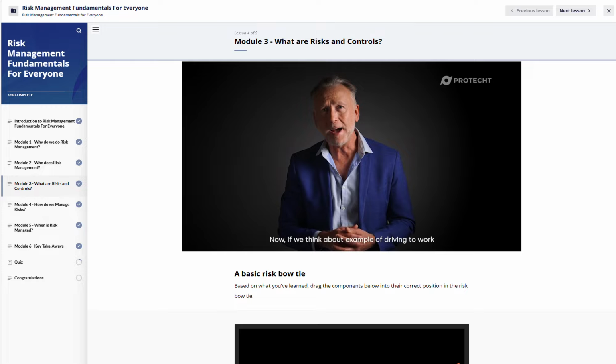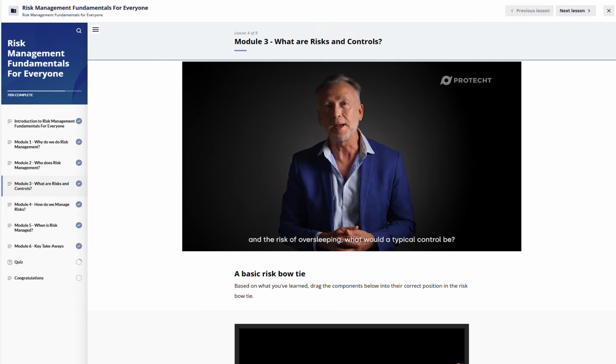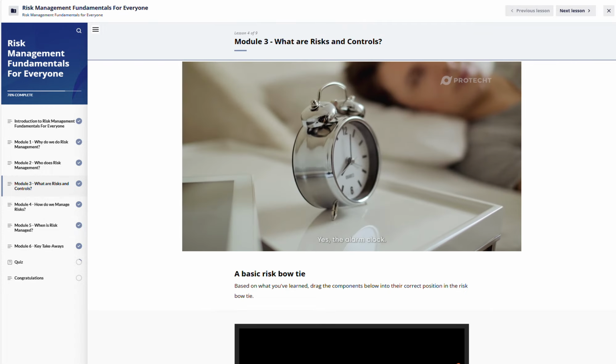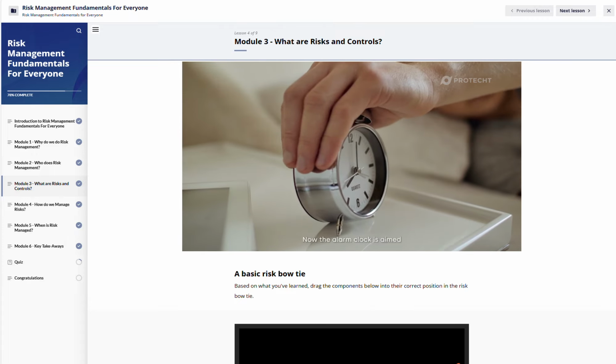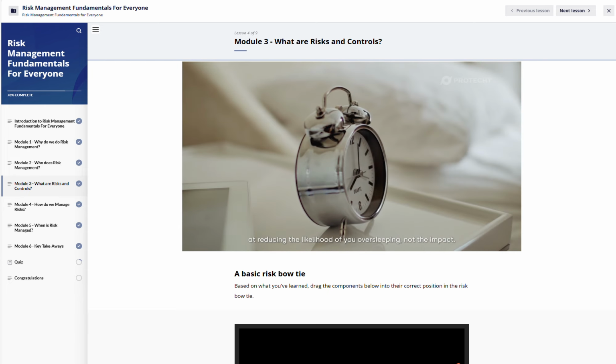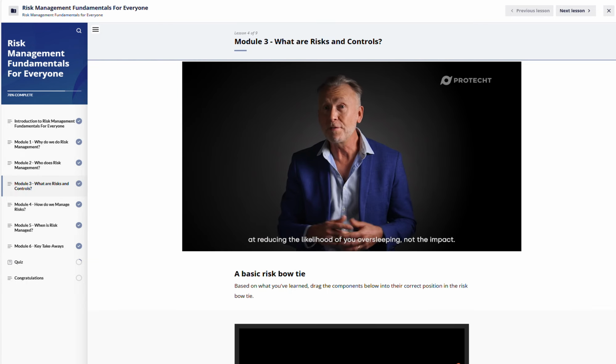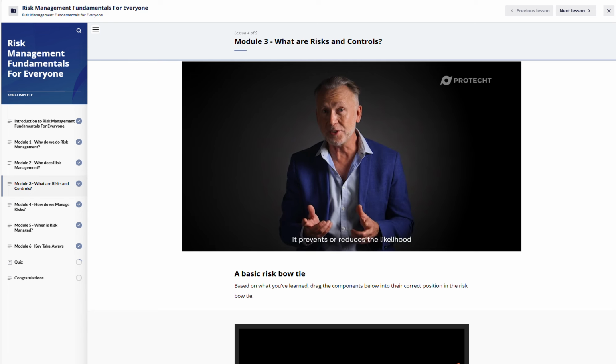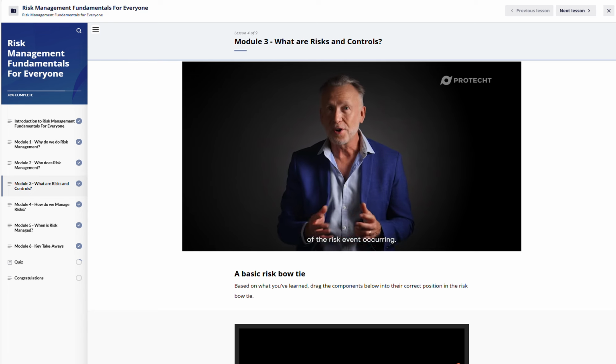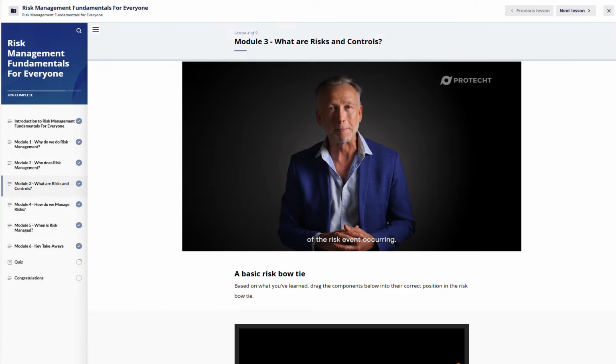Now, if we think about an example of driving to work and the risk of oversleeping, what would a typical control be? Yes, the alarm clock. Now, the alarm clock is aimed at reducing the likelihood of you oversleeping, not the impact. And this is an example of a preventive control. It prevents or reduces the likelihood of the risk event occurring.